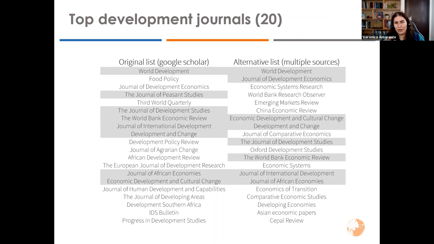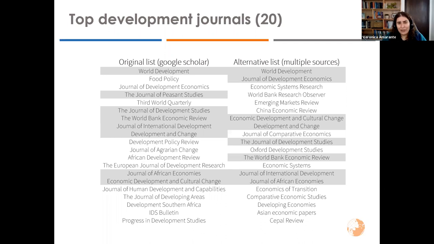One list is taken from the Google Scholar ranking for development journals, and the other one is an alternative list, which comes from a combination of different rankings of development journals. I'm presenting here only the results based on the original list of journals, but they are basically the same results. They're very, very consistent. As you see, you have the list of journals ranked according to this ranking, and not all the journals are in both lists. In gray, you have the ones where there is an overlap, and they are included in both lists. But the basic idea is that we have very well known development journals.